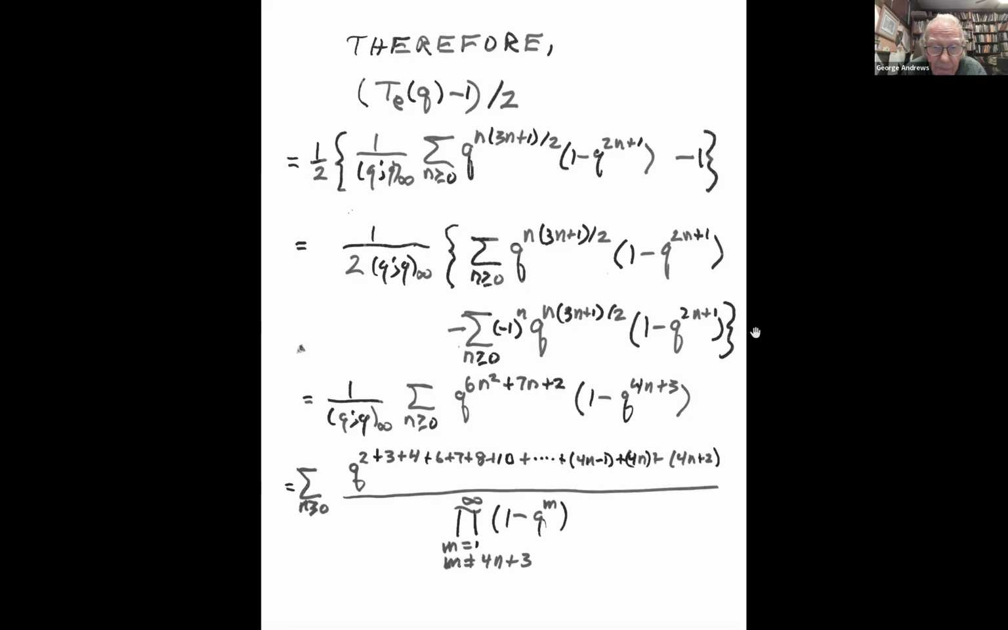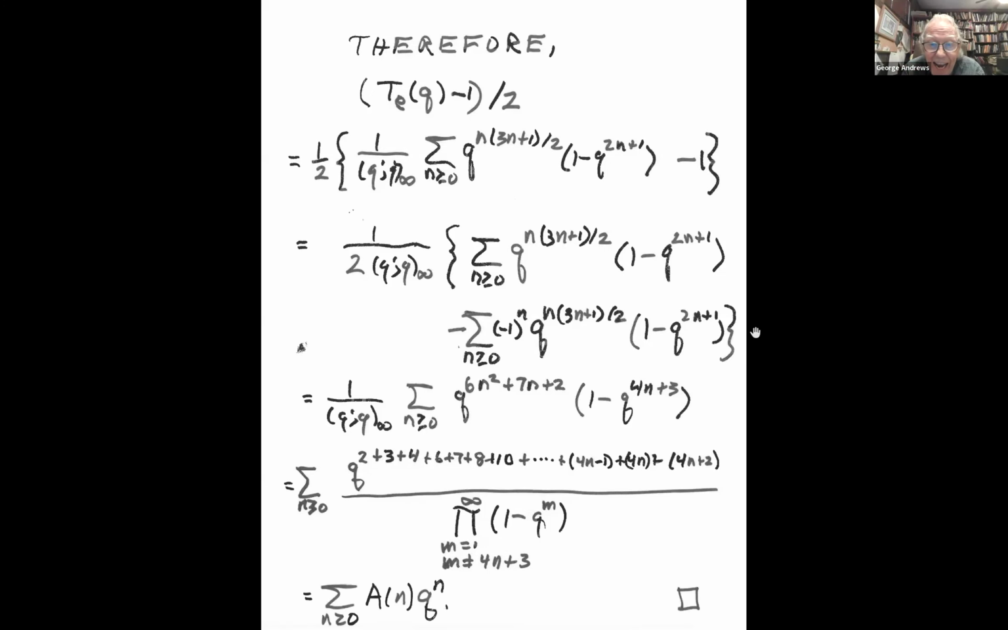And 6n squared plus 7n plus 2 is the sum of the numbers that I talked about earlier, namely the 2, 3, and 0 mod 4, all the way up to 4n plus 2, with 4n plus 3 missing. And that is the A of n that you see at the bottom of the screen. And that is precisely the same thing that we saw before.